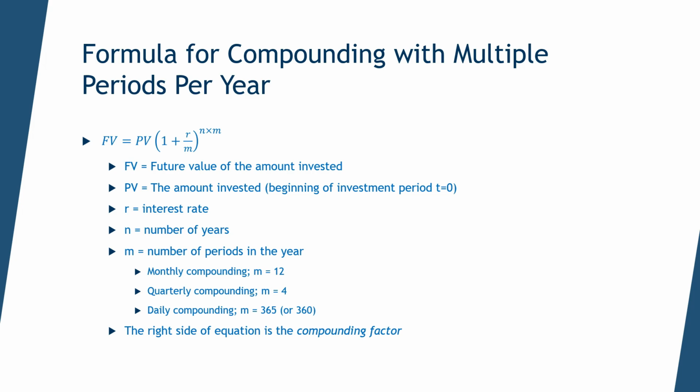So we know when we have monthly compounding, that'll be 12, quarterly compounding will be 4, daily compounding will be 365. Sometimes for daily compounding, we have 360. That's a bank convention. So a lot of times in credit calculations, we'll see 360 as the number of days in the year. And then the right side of this equation, this 1 plus r over m to the n times m power, that's our compounding factor. And I like to work with factors, so I always do this part of the equation first.